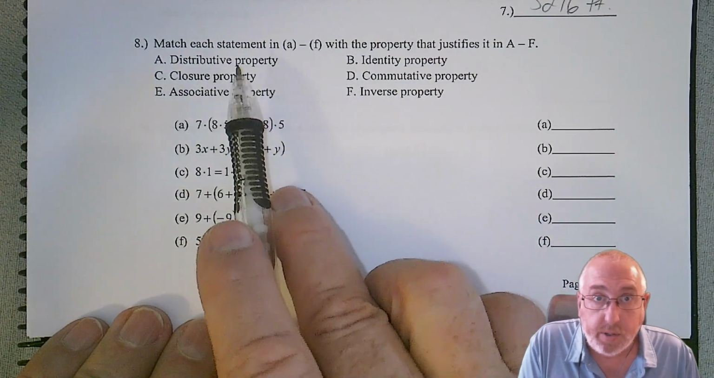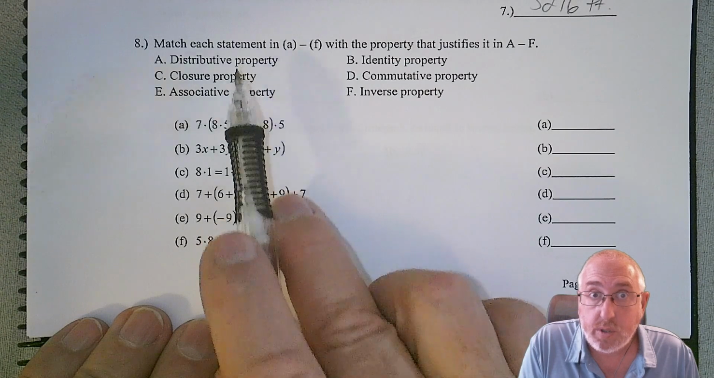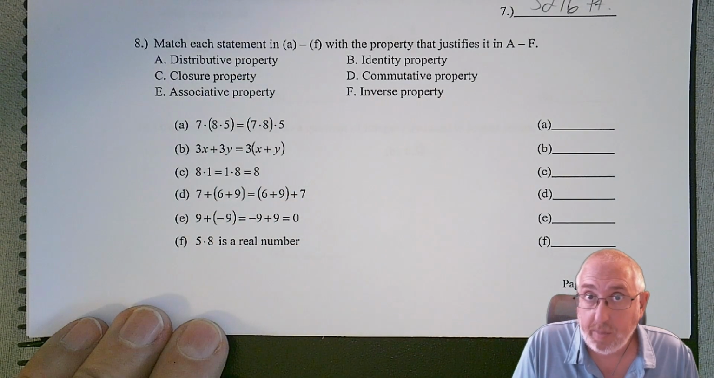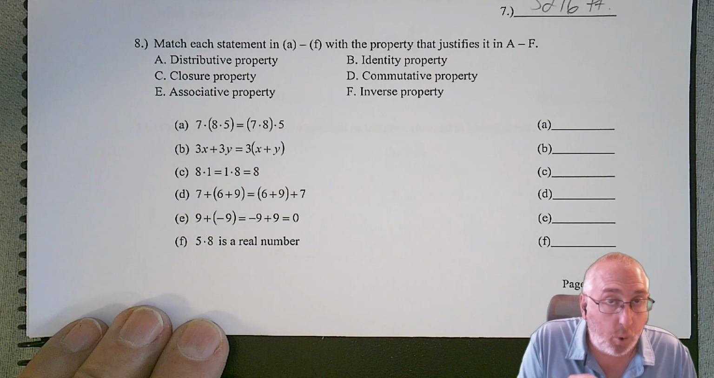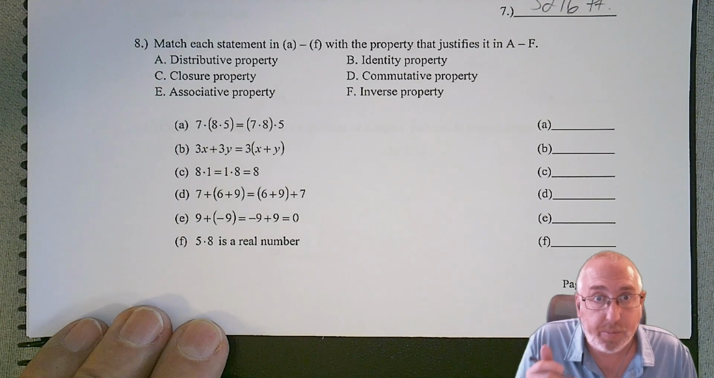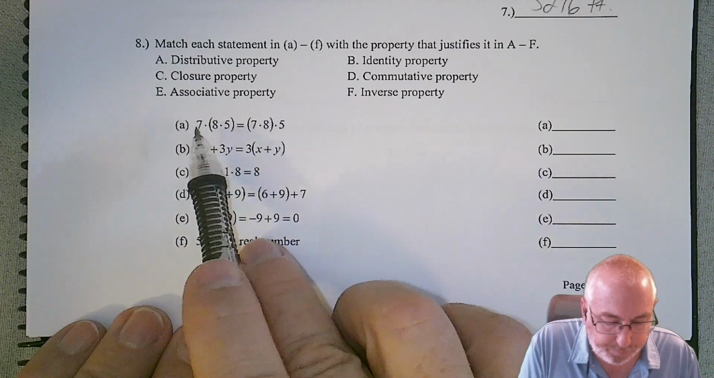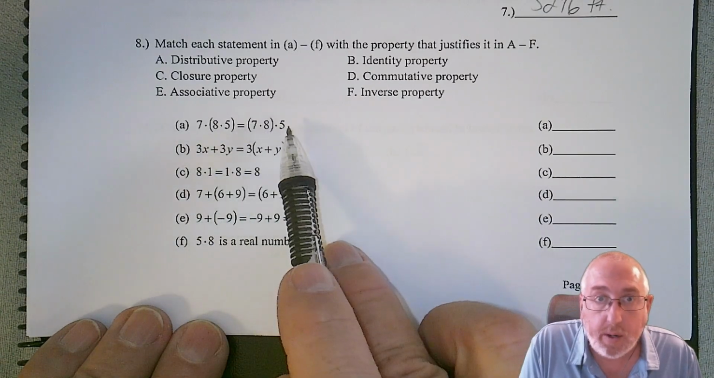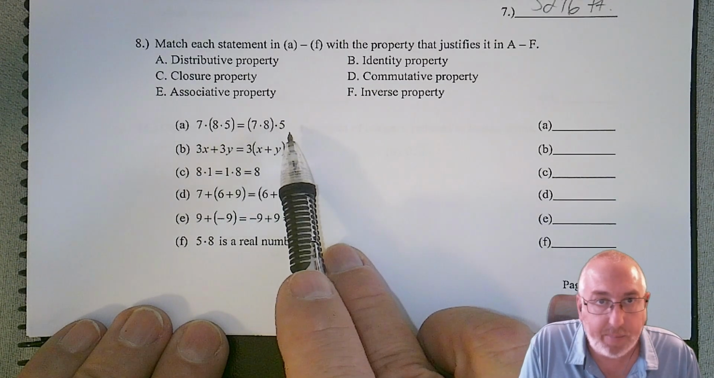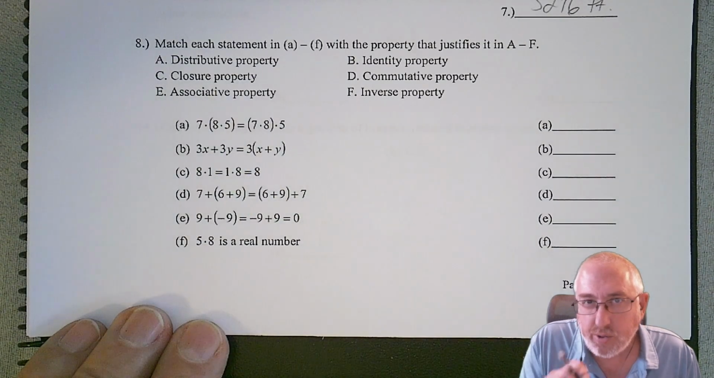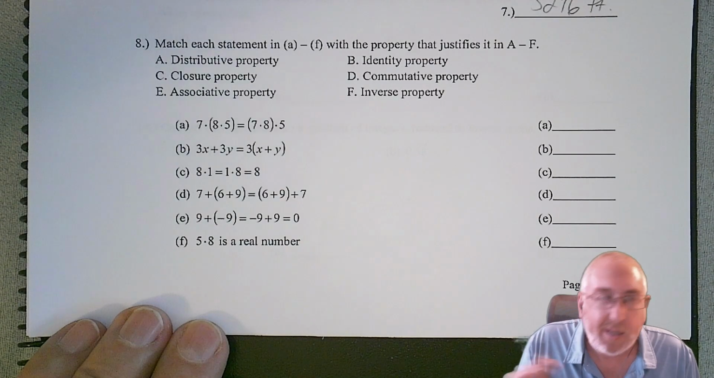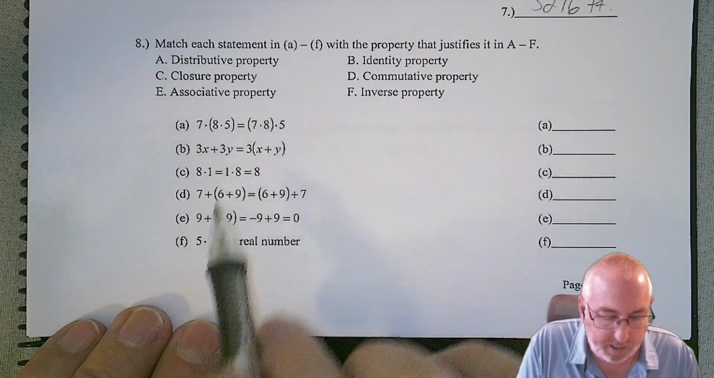Now remember, distributive property is the most specific because it's got two operations in there. It's got usually addition or subtraction and multiplication. Now, then you can see this first one only has multiplication, so it can't be the distributive property. Closure property is a special one too. Remember, that's usually just a wordy sentence. So that's not going to be it either.